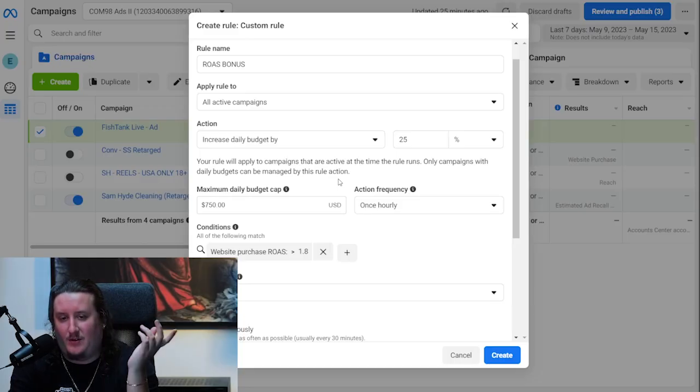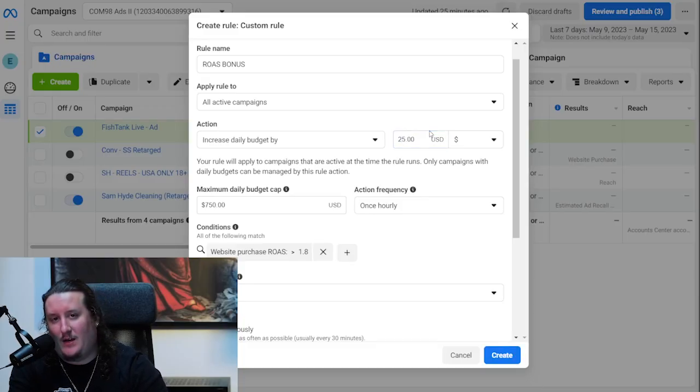That's $125 if it's $100. Then it'll compound 25% of $125. So keep that in mind, right? It's compounding, not just 25%. You can change this to actual numerical values, right? So if you want to bump it up by $25, just to keep it clean, you can do that as well. I always do the percentages because I think it just works better, in my opinion.